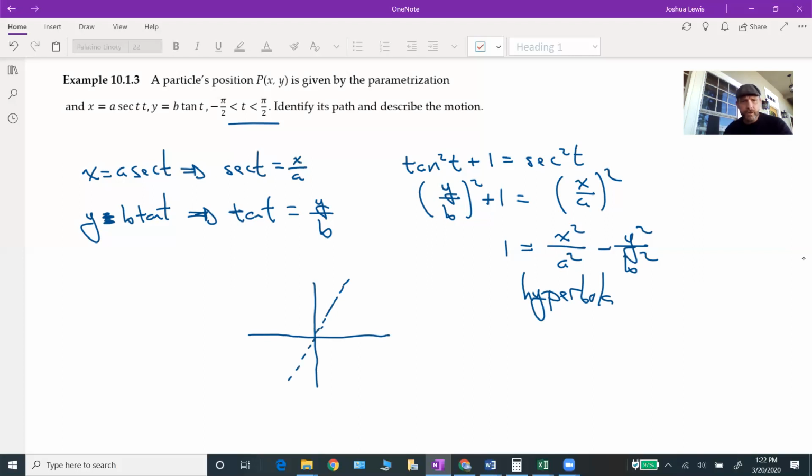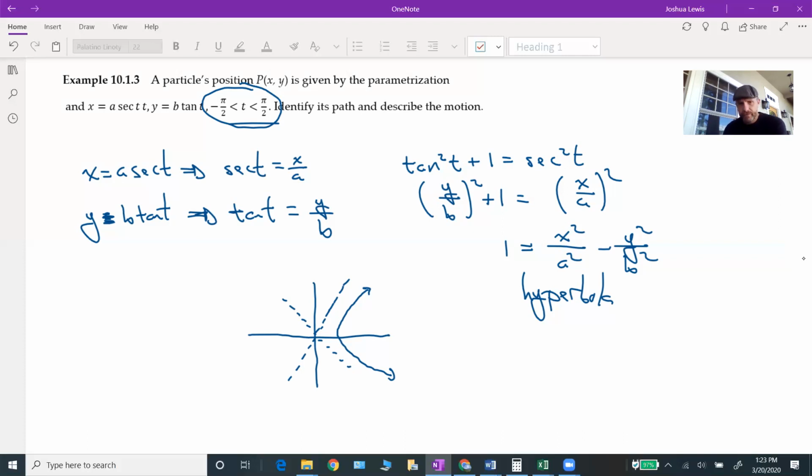Well, that's where this comes in, right? Negative pi halves to pi halves. Okay, so we are over here, quadrants 3 and 4.